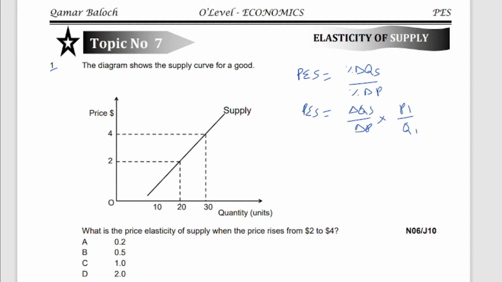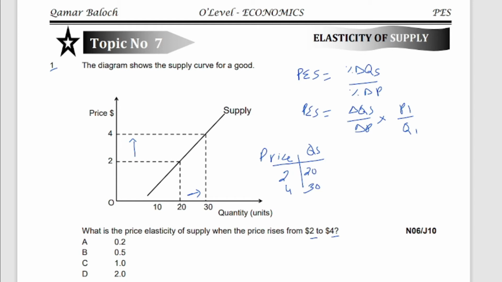The diagram shows the supply curve for a good, and the question is, what is the price elasticity of supply when price rises from 2 to 4? So we can make a table. We can write price and quantity supplied. Price increases from 2 to 4, and when price increases from 2 to 4, quantity supplied increases from 20 to 30.